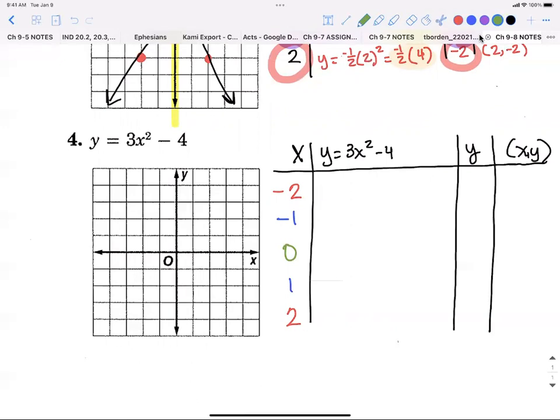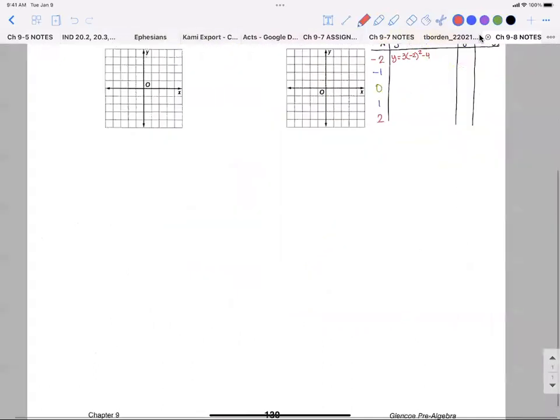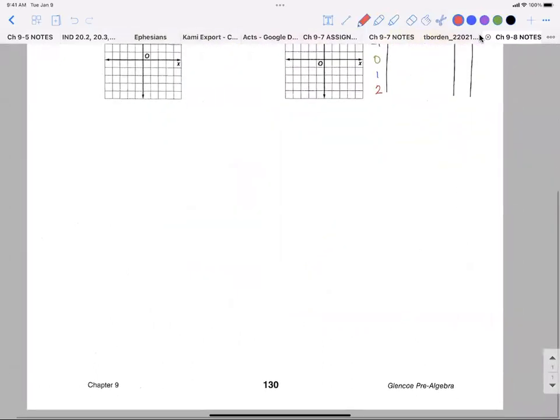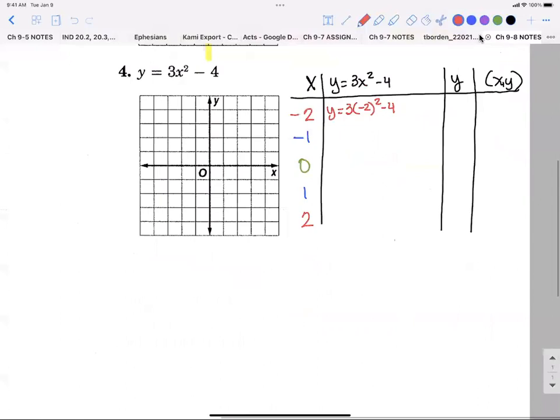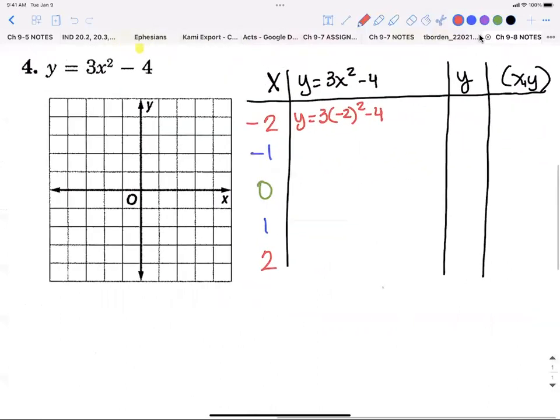All right, so I'm going to start working my first x of negative 2. So I've got y equals 3 times negative 2 squared minus 4. Now, some of these get a little bit more work involved. So if you can't squeeze it all in, you might have to cut. And that's why I left the whole bottom of your paper open. So you might have to come down below if you need to do a little bit extra work.